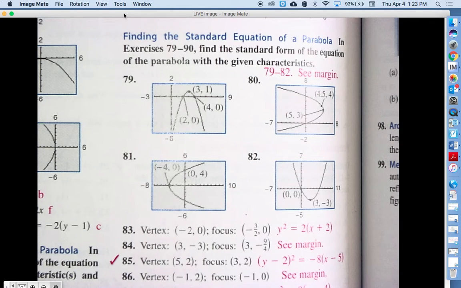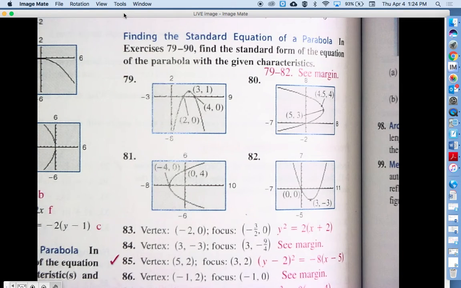And Brandon, if it goes down or up, what do you know about the standard form of the equation? What would it look like? X is squared, and since it's going down, p is negative. Right. So because it's going down, our p-value has to be negative, and x is squared, because that's the form of a vertical parabola. What else can we use, Chelsea?